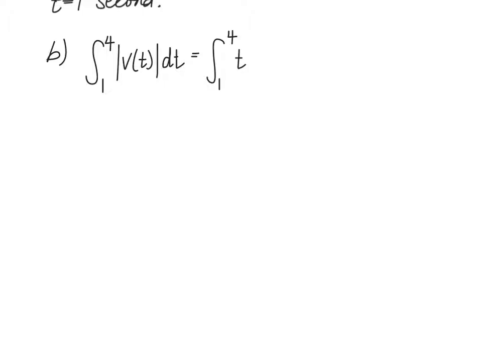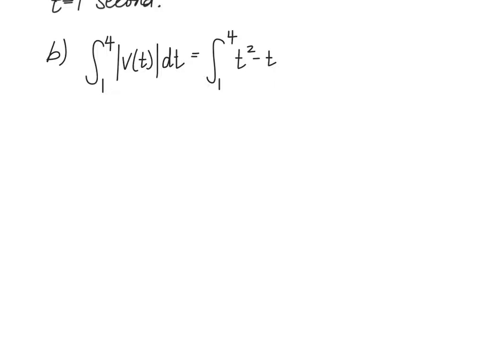So let me give myself a little more room. For part B, we will integrate from 1 to 4 the absolute value of v of t dt. Remember, by putting absolute values around the velocity function, that's essentially going to reflect the portion of the graph that is under the x-axis. It'll reflect that above the x-axis. So all of the regions will lie above the x-axis.